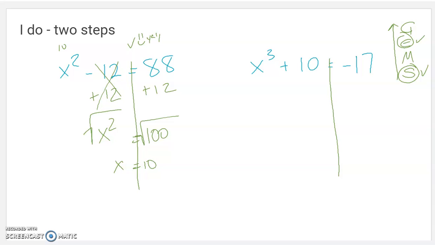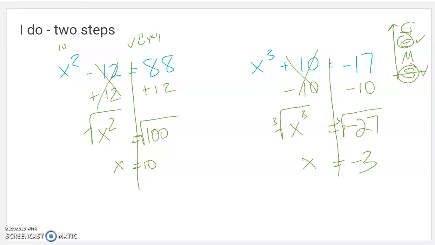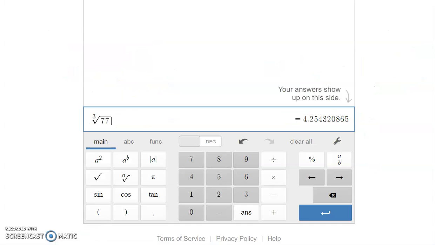I'm going to do subtract and add first, exponent second. So subtract 10 from both sides, or add negative 10 to both sides if you prefer. Those cancel, you get x to the third power equals negative 27. Next step, now I've done this, exponent next, x to the third power, the inverse operation is cube root. And x equals, the cube root of negative 27 is negative 3, I happen to know. If you don't know, you can always use your calculator to do that.